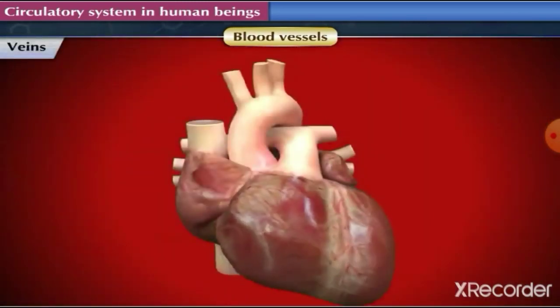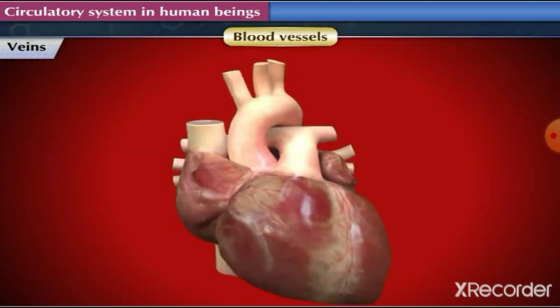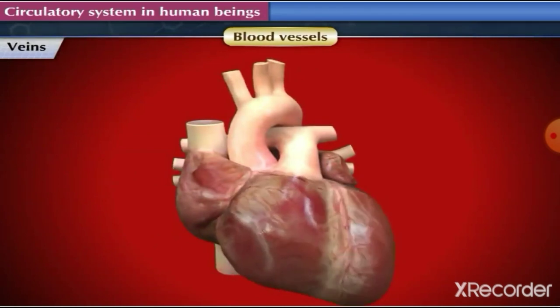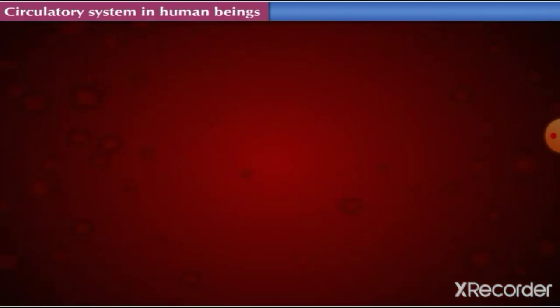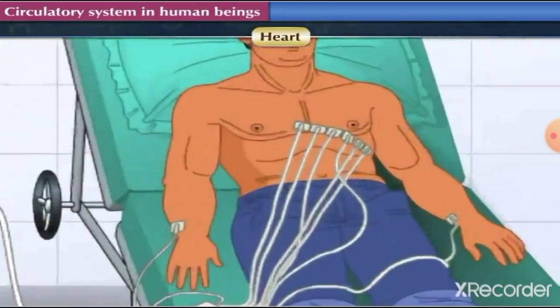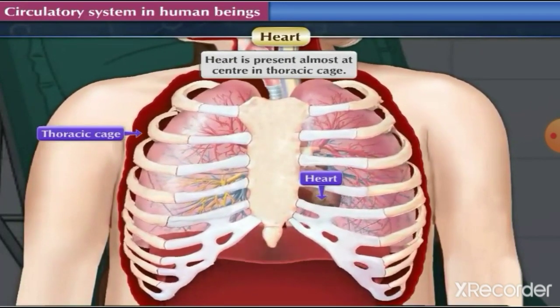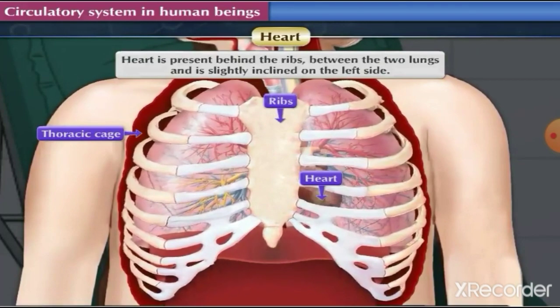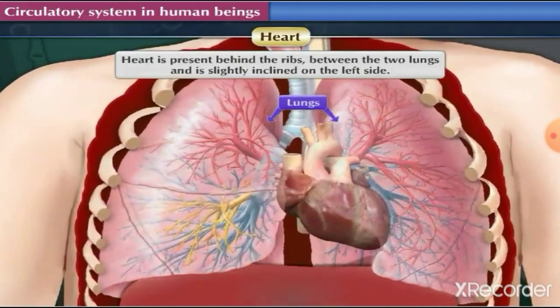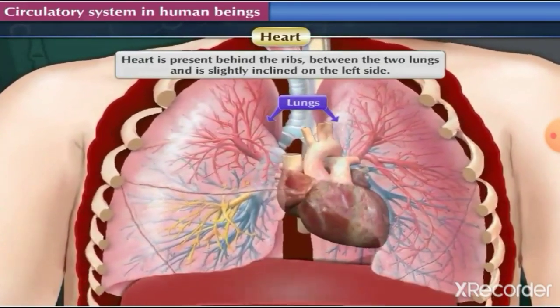Now let us study about the pumping organ of the body and the most important component of the circulatory system, that is, the heart. Heart. Heart is present almost at center in thoracic cage. It is present behind the ribs, between the two lungs, and is slightly inclined on the left side.